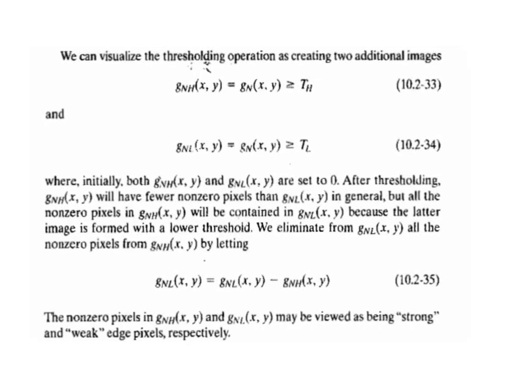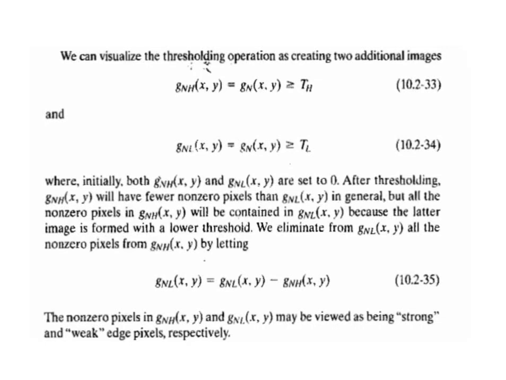We can visualize the thresholding operation as creating 2 additional images, that is gNH(x, y) = gN(x, y) greater than or equal to TH, and gNL(x, y) = gN(x, y) greater than or equal to TL, where initially both gNH(x, y) and gNL(x, y) are set to 0. After thresholding, gNH(x, y) will have fewer non-zero pixels than gNL(x, y) in general, but all the non-zero pixels in gNH(x, y) will be contained in gNL(x, y).